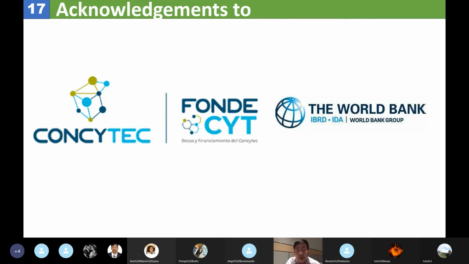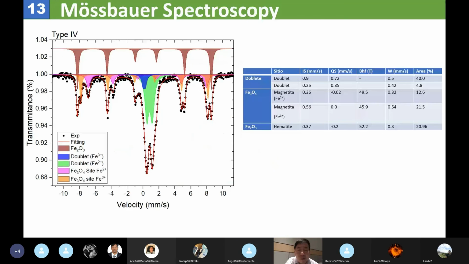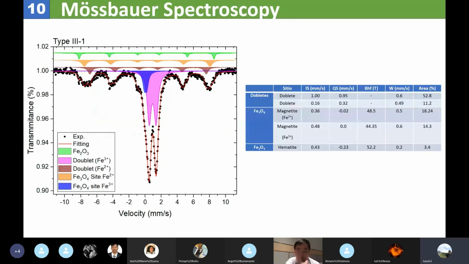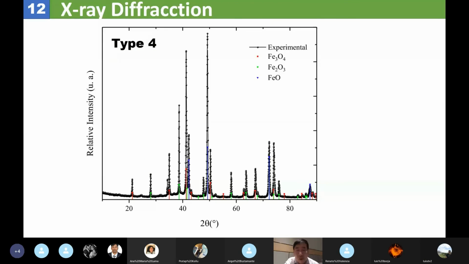The presentation is good. I was wondering about the grain size. How big are the grains of the hematite, wustite, and magnetite? In powder 4, in the type 4.